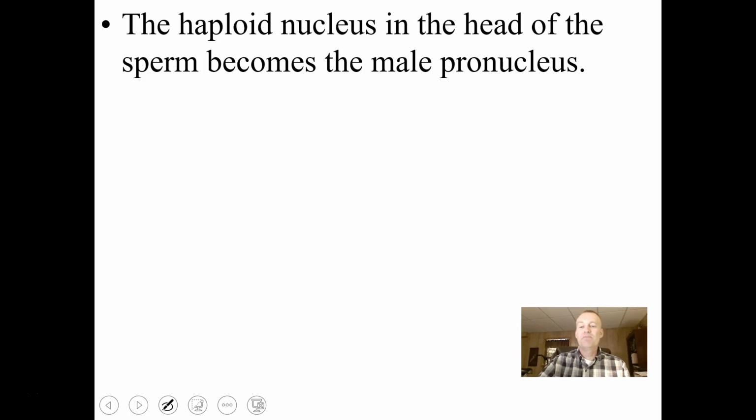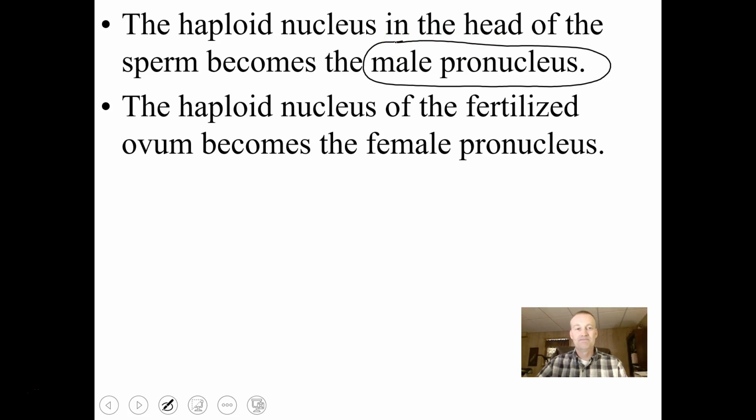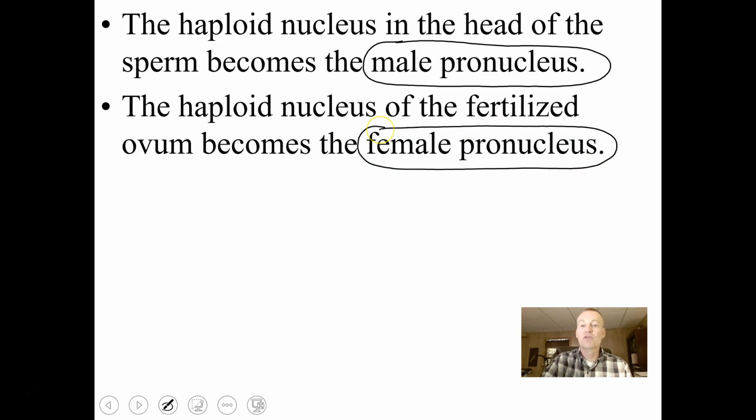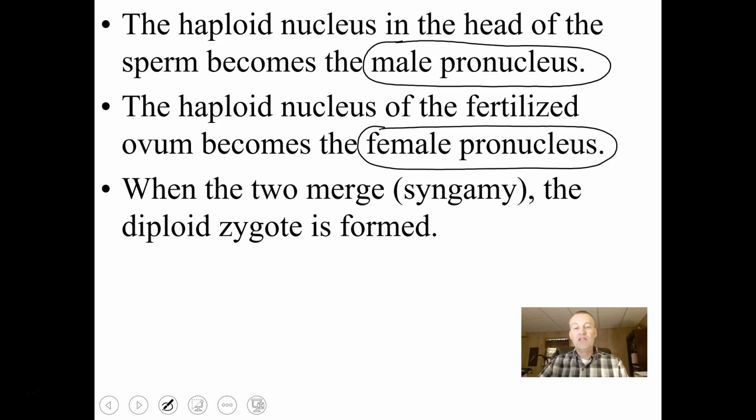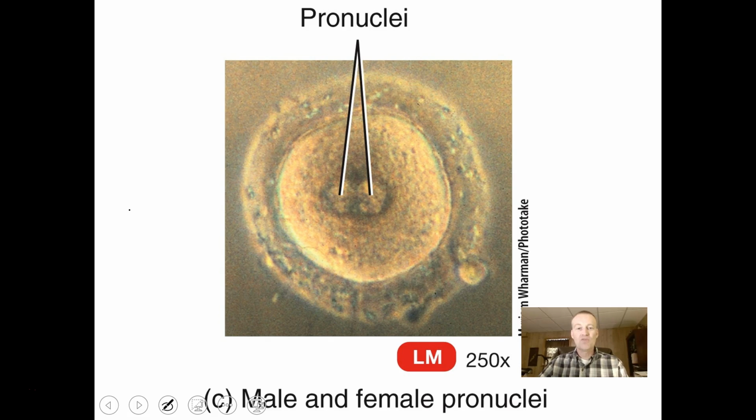So that haploid nucleus, which means having one single set of chromosomes, is going to become the male pronucleus once it enters the oocyte. The haploid nucleus of the fertilized ovum becomes the female pronucleus. And when these two merge, it's called syngamy. When these two merge, they form that diploid zygote that will become a new human being. And here's what the pronuclei look like inside of an egg cell.